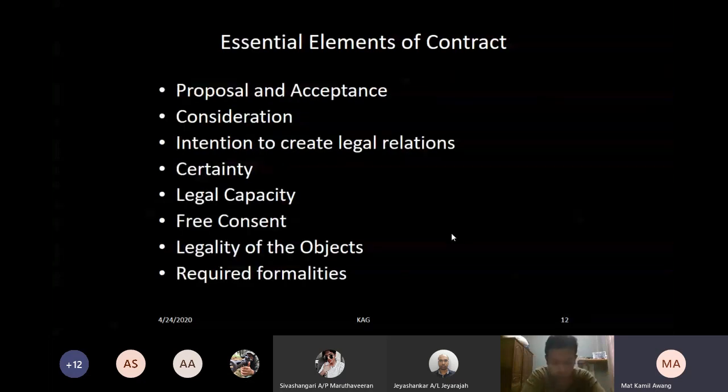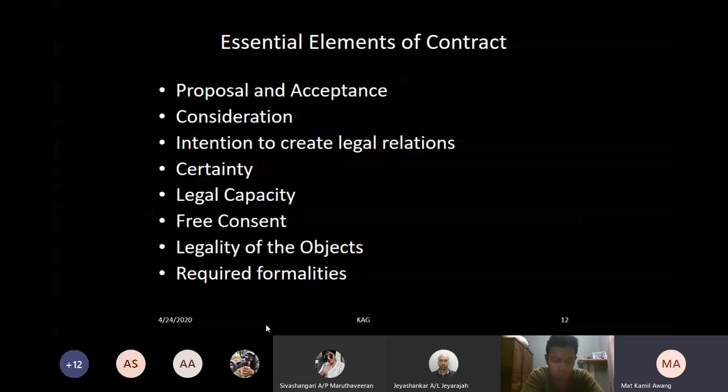These are the essential elements of a contract. The contract must have these elements. It must have a proposal and acceptance. You must have somebody to propose, and that person accepts your proposal. So that is the first essential element of a contract. For example, you have a house and you want to sell it. So you propose, okay, I want to sell this house. And that person, the potential buyer, says, yes, I want to buy the house. So there is an acceptance. So you have a proposal to sell and the acceptance to buy.